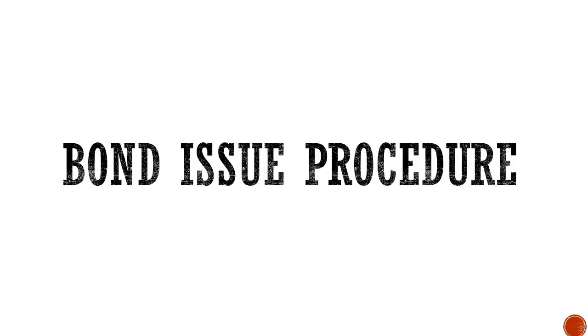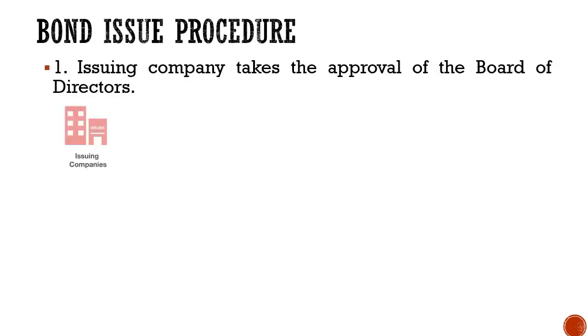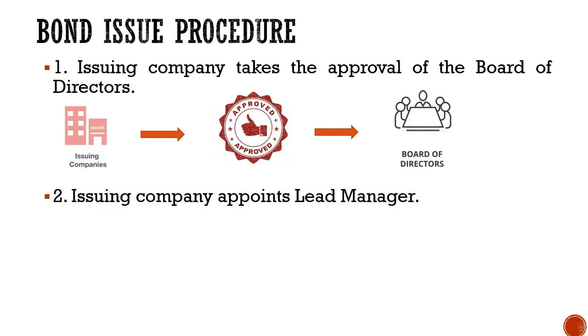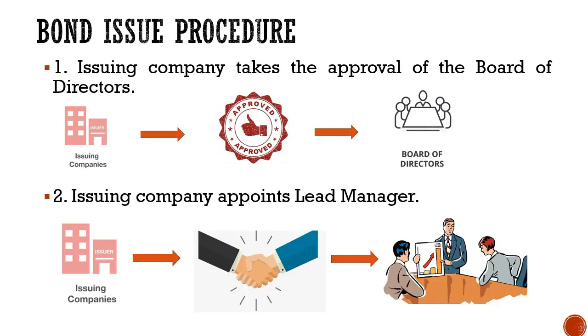Now let us learn the bond issue procedure. The bonds are issued in the following process. Number one, the issuing company takes the approval of the board of directors. So if a company wants to issue bonds, it will first need to take the approval of the board of directors. Second, the issuing company appoints a lead manager, who will take the lead of issuing the bonds.